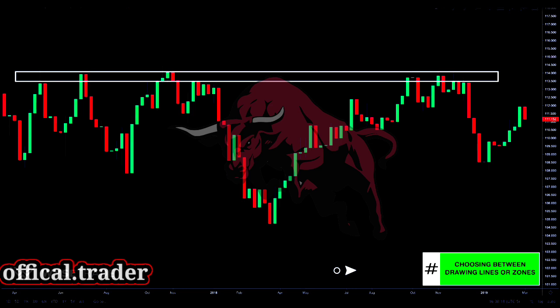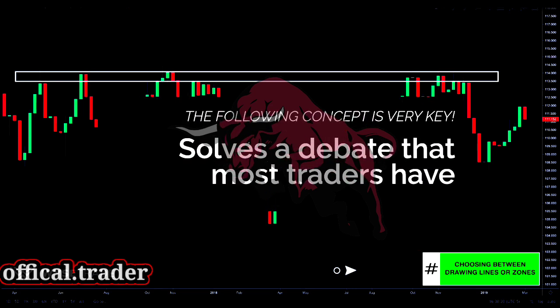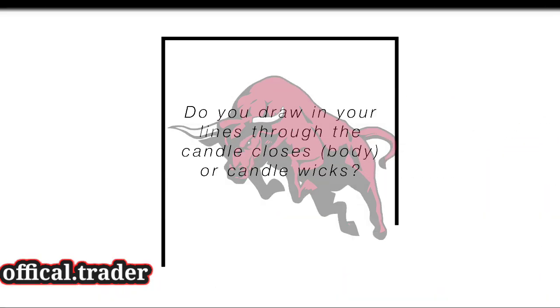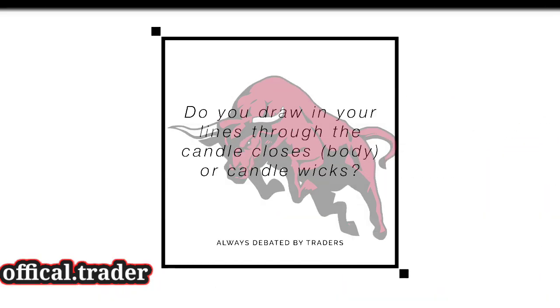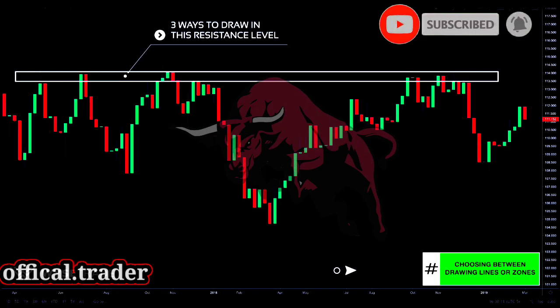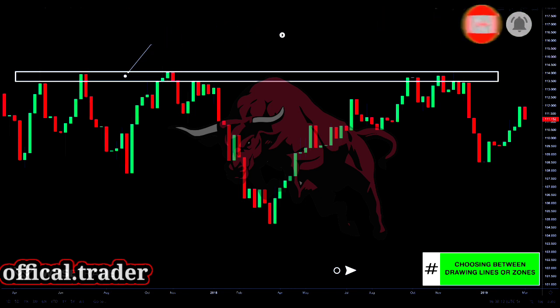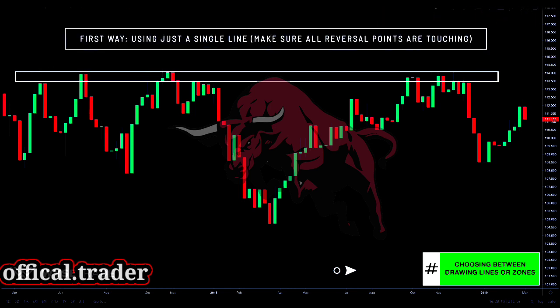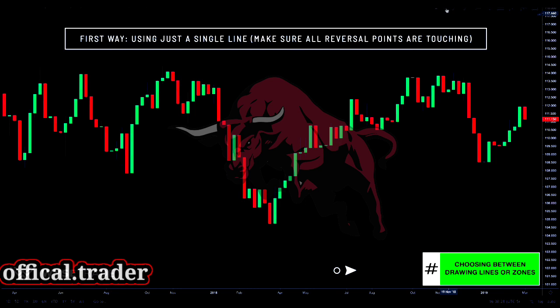Now, the concept we're about to show you also helps solve another debate that most traders have, which is, do you draw in lines at the candle closes, or do you draw your lines in through the candle wicks? So there are 3 ways to draw in your lines for this top level here. The first way would be to draw in a single solid line, which works well when you can get all the reversal points touching the line.